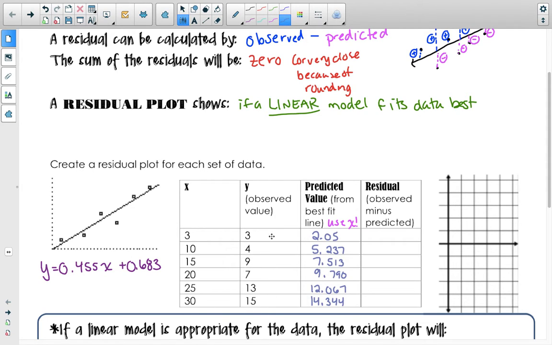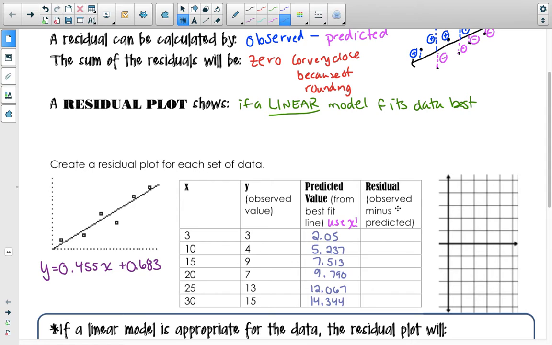This is the actual data we were given. So these are the coordinates that are plotted on this graph. The predicted value, instead of it being at 3, it would be at 3, 2.05, which is on this line. And the same thing happens at 10. This would have been at 4, but on the regression equation, it would have been at 10, 5.237. So this is the predicted value.